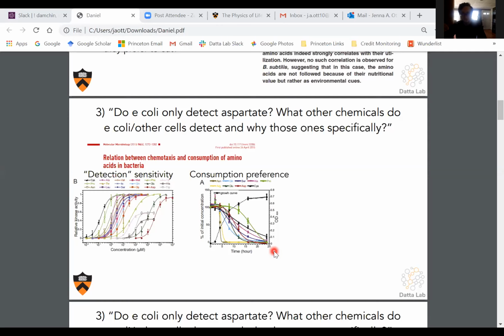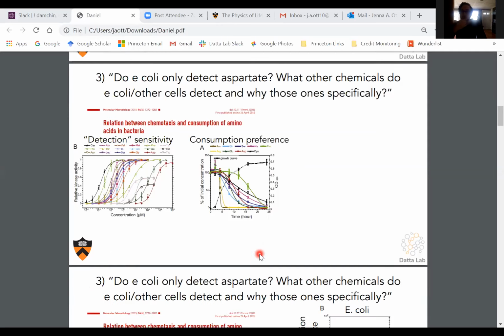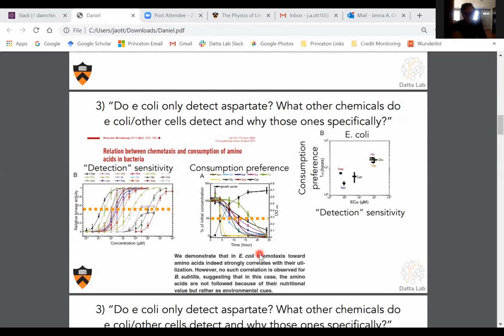And so the next slide shows what that result looks like, where you try and correlate the midpoint of these two responses, the 50% of relative kinase activity or 50% of initial concentration, the concentration where that happens and the time when that happens. These are the output measures of the consumption preference and the detection sensitivity. And for E. coli, they're correlated. There's a slope here going up. So if you're more likely to want to detect something at a low concentration, you're also more likely to eat it first. And then for B. subtilis, they found that it wasn't correlated, where this line was flat.